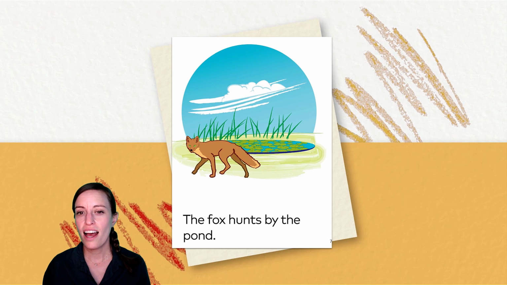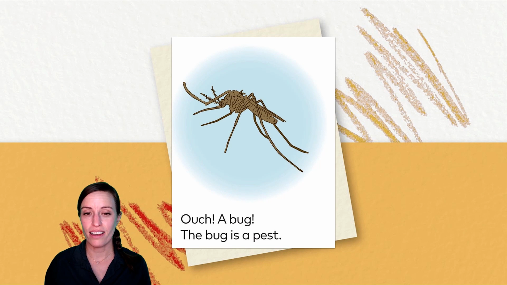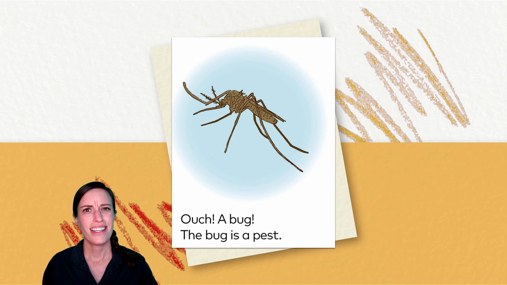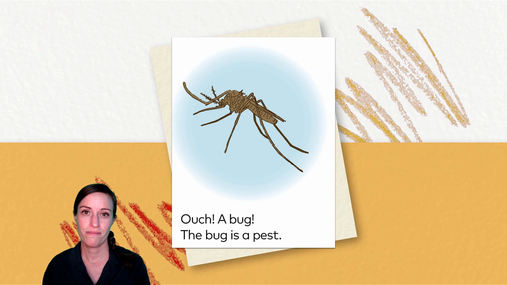The fox hunts by the pond. Ouch! A bug. The bug is a pest. Did you spot any words with the OU on this page? Ouch!